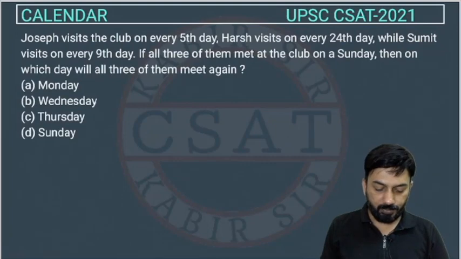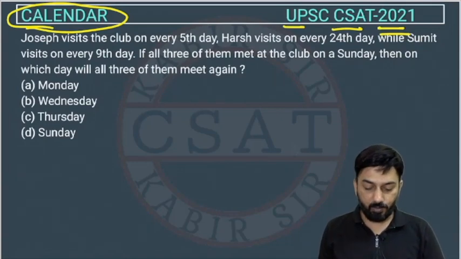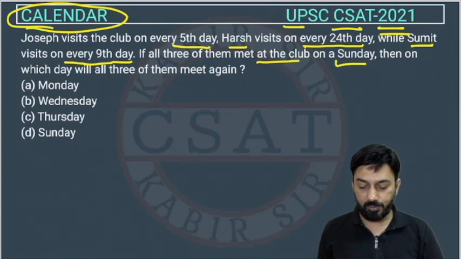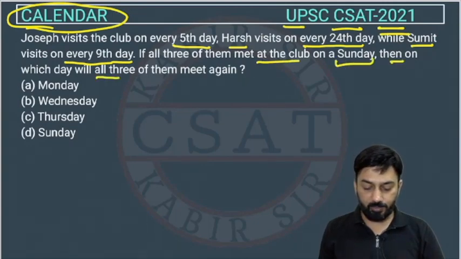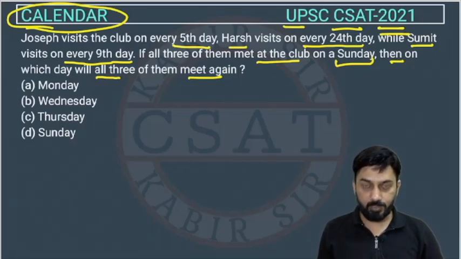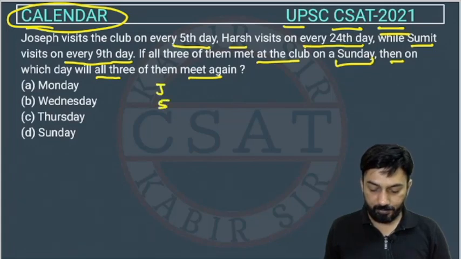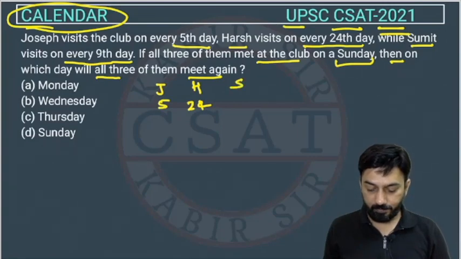So this is a question from the calendar chapter asked by UPSC in the CSAT paper of 2021. Joseph visits the club every 5th day. Harsh visits every 24th day, while Sumit visits every 9th day. If all three of them met at the club on Sunday, then on which day will all three of them meet again? If you see, this is a question of HCF and LCM using the concept of calendar, right? So you can put this question in calendar also, right? So Joseph is meeting on every 5th day, and Harsh on every 24th day, while Sumit visits on every 9th day.